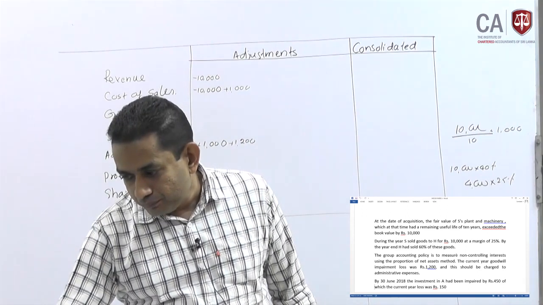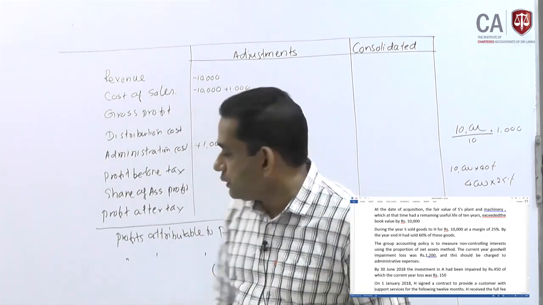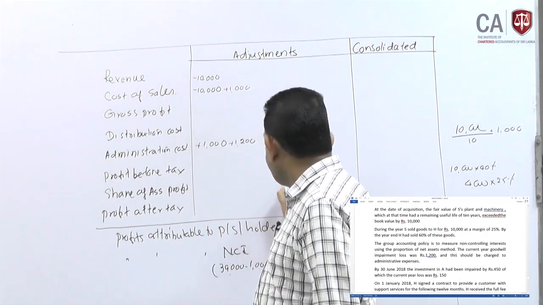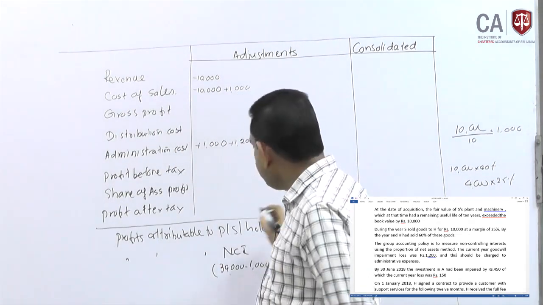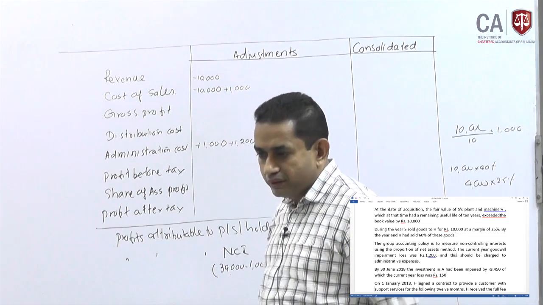Then there was another impairment in the associate of 150 for the current year. Let me deduct it as you take the associate share of profit, 150.